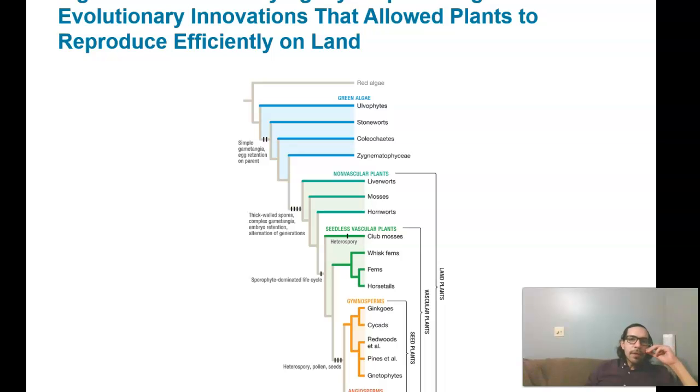Here we can see a phylogenetic tree that summarizes a lot of the adaptations that allow for plants to reproduce efficiently on land. Things like having a single gametangia, egg retention on the parent. That's one. There are the thick-walled spores. There's the alternation of generations, the sporophyte-dominated life cycle. These are all examples of adaptations that allow for plants to diversify on land.